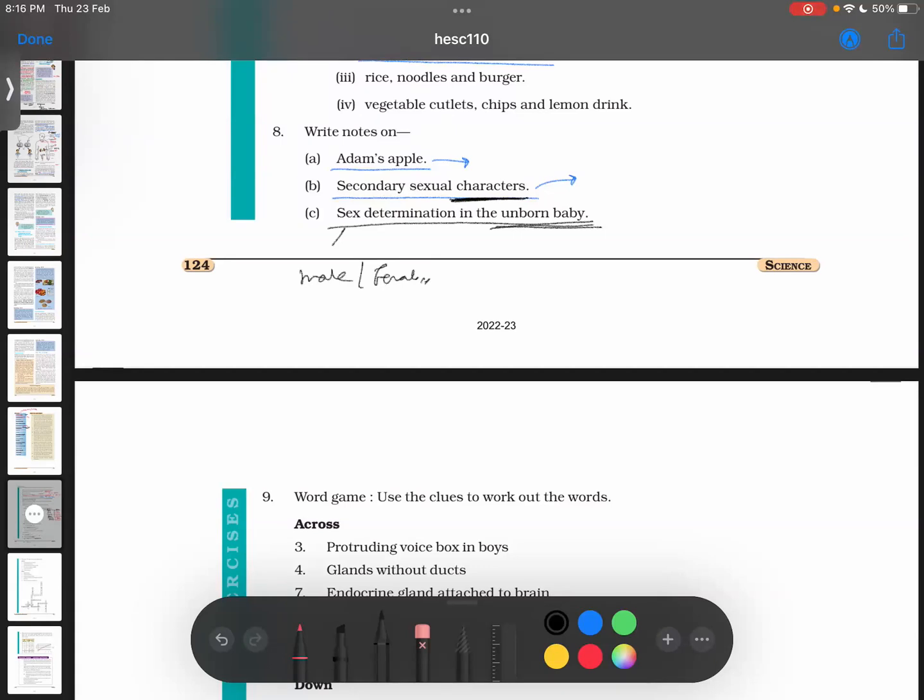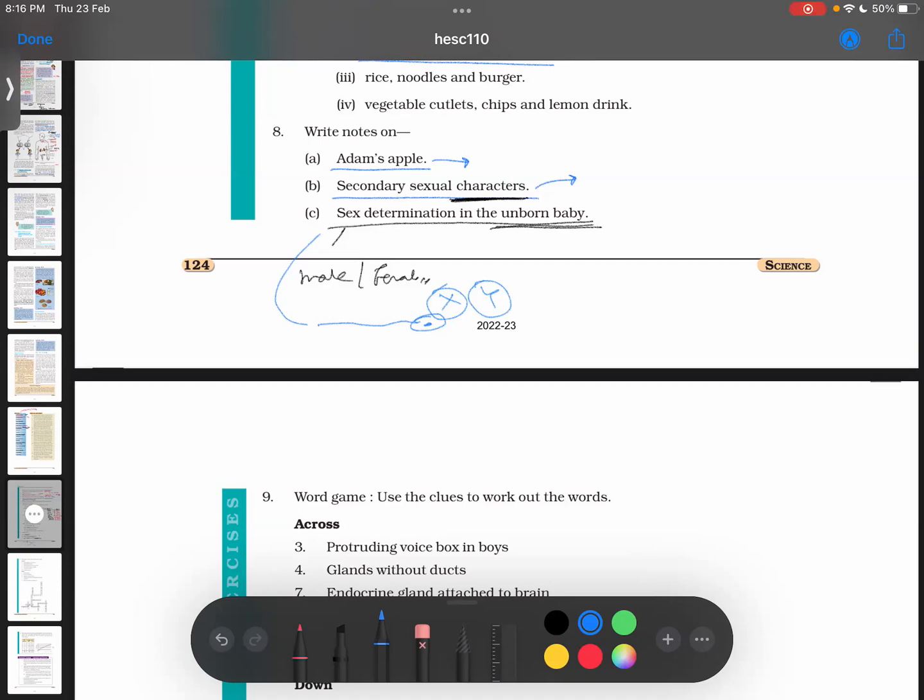By seeing the sperm, because if the sperm is carrying the chromosome Y, the gender of the baby will be XY, which is male, and if the sperm is carrying the chromosome X, the sex of the baby will be female, girl. So basically, the male gamete, that is sperm, is determining the sex of the unborn baby. Whether it is carrying X or Y chromosome, that is the factor that decides the gender of the unborn baby.